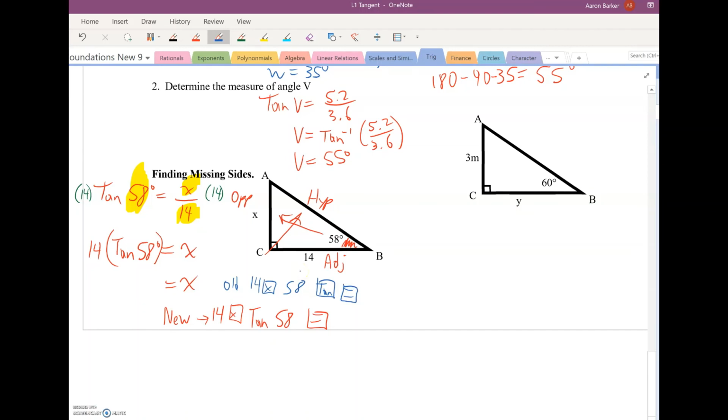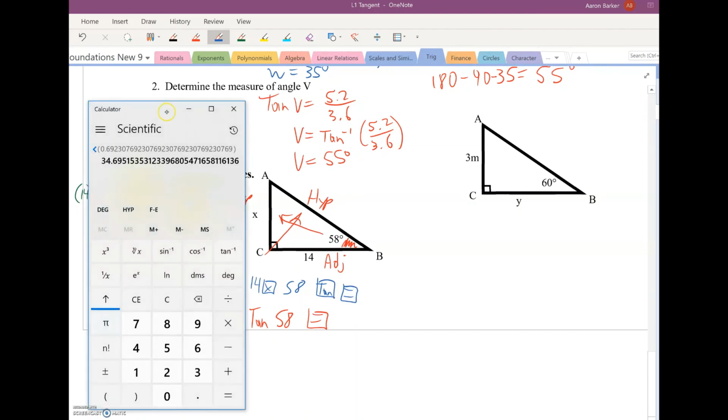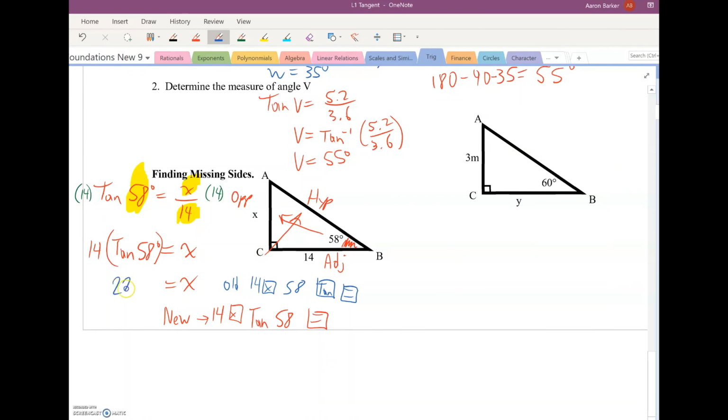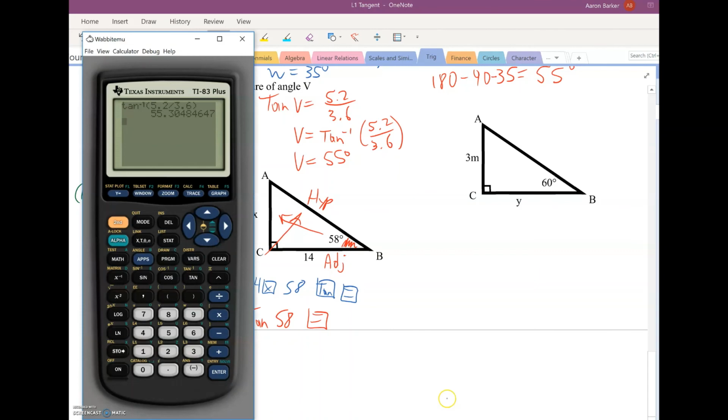I'll show the old school calculator first because it's a little bit more tricky. So I will go 14 times 58, and I want tan 58, so I have to press tan. So that's tan 58. Now in order to do the multiplication, I have to press equals. So that's the multiplication. Now since it's a side, we round our sides to 1 decimal. So 22.4.